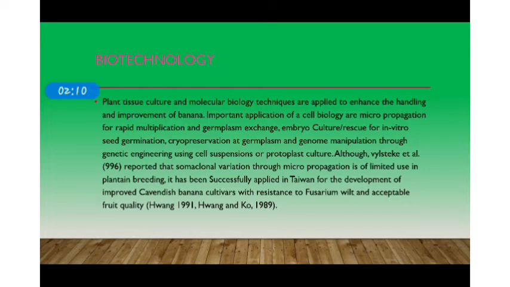Although Wilkstick et al. reported that somaclonal variation through micropropagation is of limited use in plantation breeding, it has been successfully applied in Taiwan for the development of improved Cavendish banana cultivars with resistance to fusarium wilt and acceptable fruit quality.